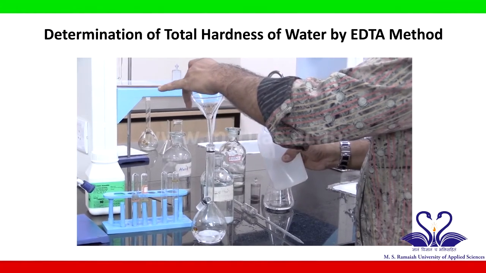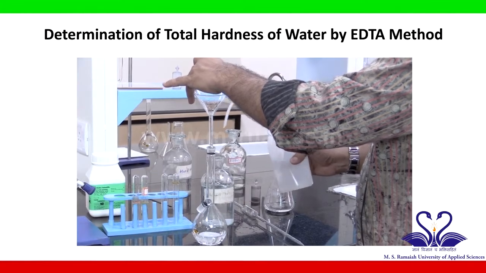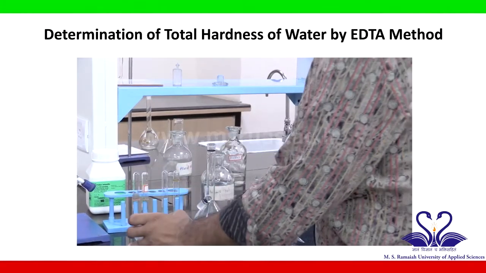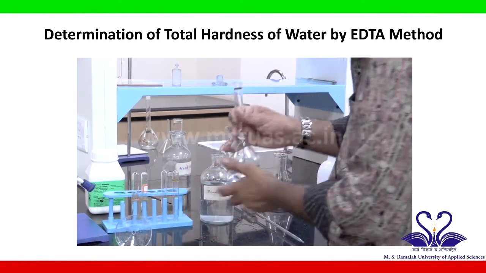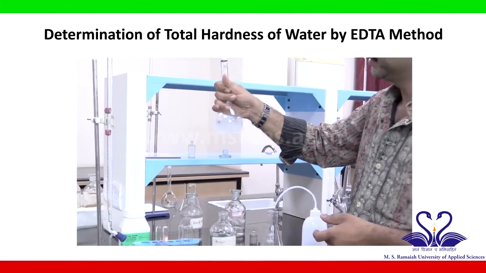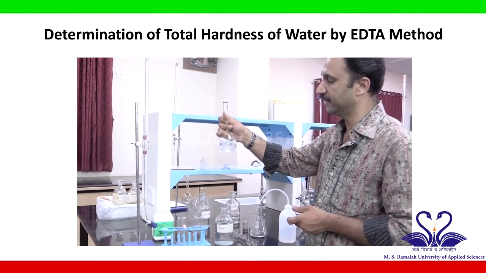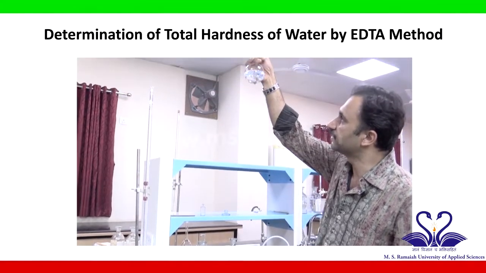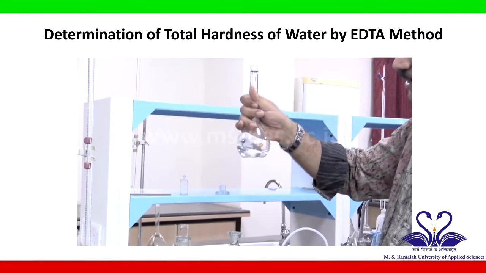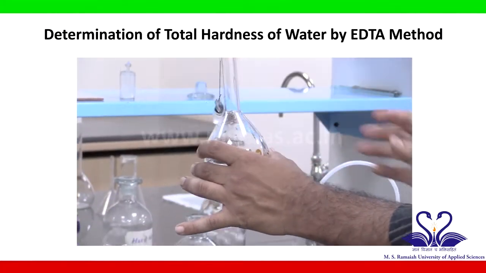You can take the funnel by adding some quantity of water on the edges. Now swirl it to dissolve the EDTA sample. Swirl, don't put the stopper on, only swirl and see that the EDTA sample is dissolved. So we can see the EDTA has been dissolved almost.